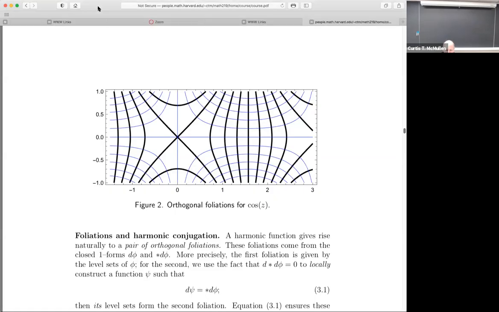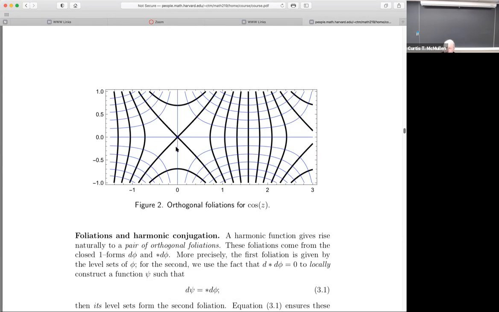Okay, welcome back, everyone. I'm just starting by sharing this picture of the real and imaginary parts of a holomorphic function, i.e. some of the level sets of two harmonic functions that are harmonic conjugates of each other. This is our friend cosine of z, and among the features you can see in this diagram, one of the prominent ones is this cross in the middle.